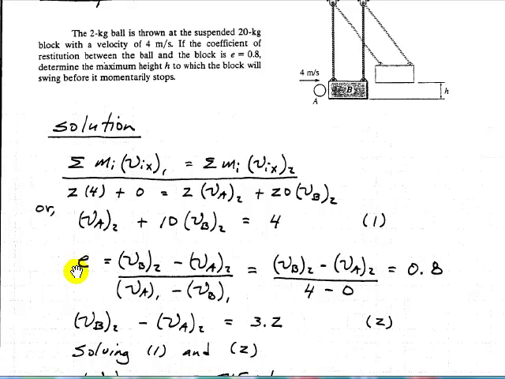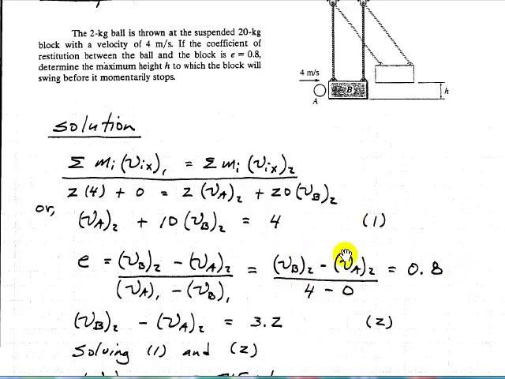Our coefficient of restitution says the velocity of the block minus the velocity of the ball A after impact. So this one is bigger than that one, more positive than that one. And this would be velocities after impact. These would be velocities before impact: velocity of the ball before impact, velocity of the block before impact. We know those. That's a 4 for the ball and a 0 for the block. And we know coefficient of restitution is 0.8.